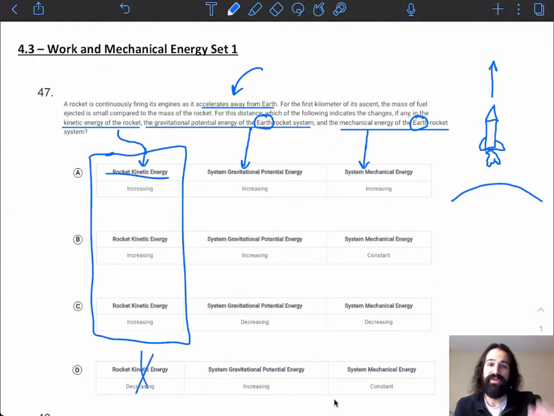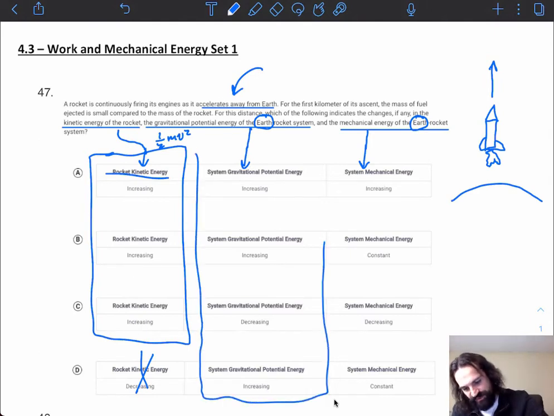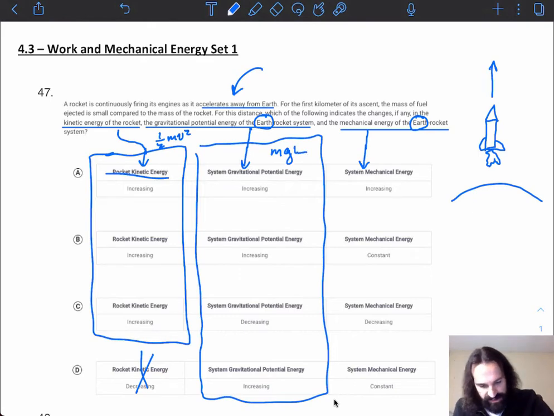So it should be getting faster because kinetic energy is just 1/2 mv squared. So if v is getting bigger, K is getting bigger. Now I'm looking at the second column, the system's gravitational potential energy, or mgh, right? And they're saying of the Earth rocket system. So because they're including Earth or the rocket, that means potential energy counts, right? If you see the word Earth, like they have in both part 2 and part 3, the potential energy is increasing.